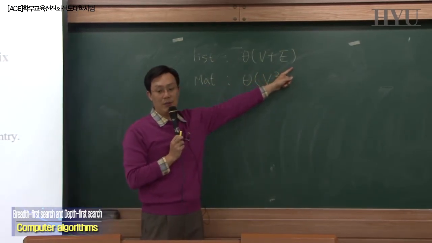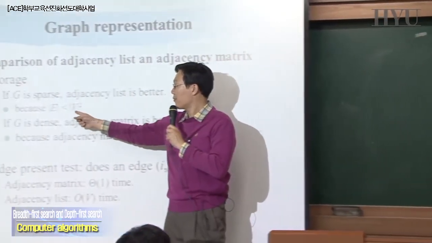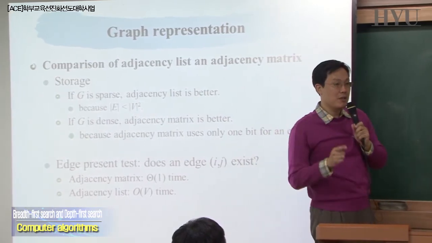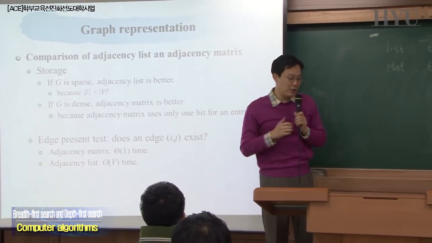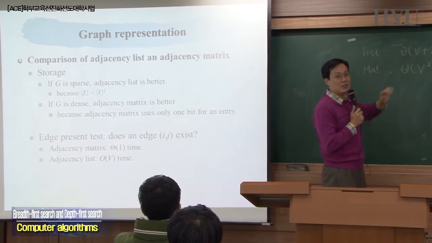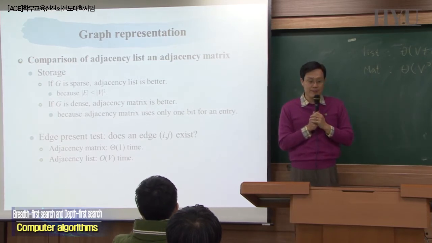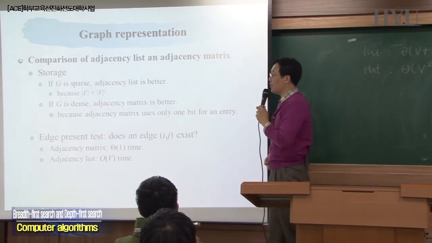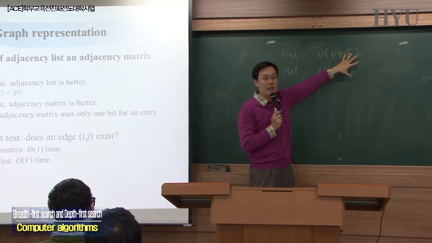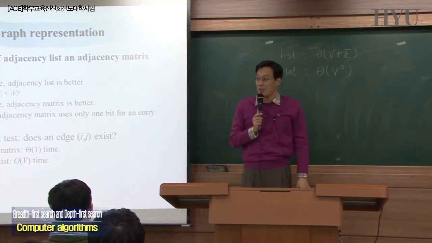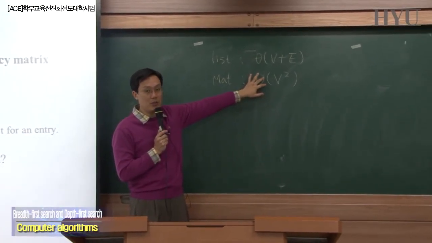Then if the number of edges is quite small, that is, E is much smaller than V squared, then this list requires less space than the matrix. But if the graph is dense, that means E is V squared. Then their space complexities are the same. This is theta of V squared, and this is also theta of V squared.